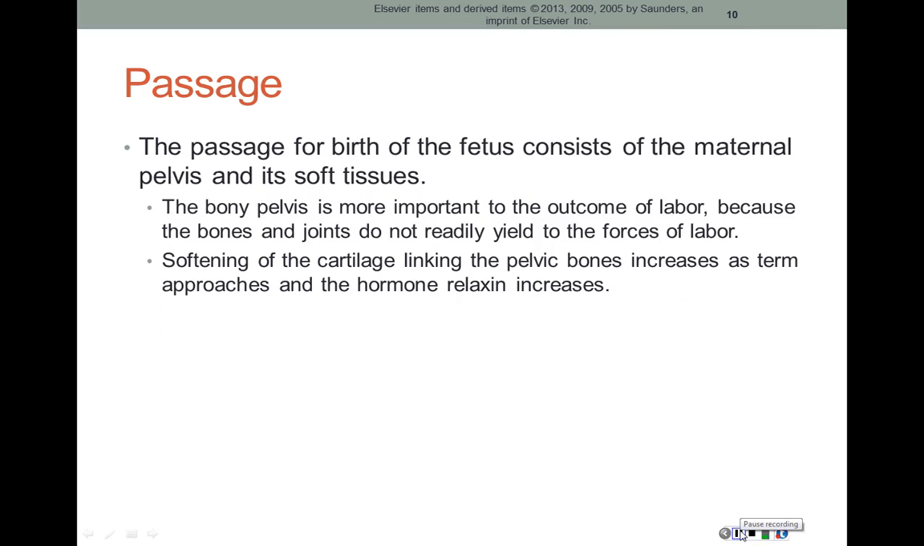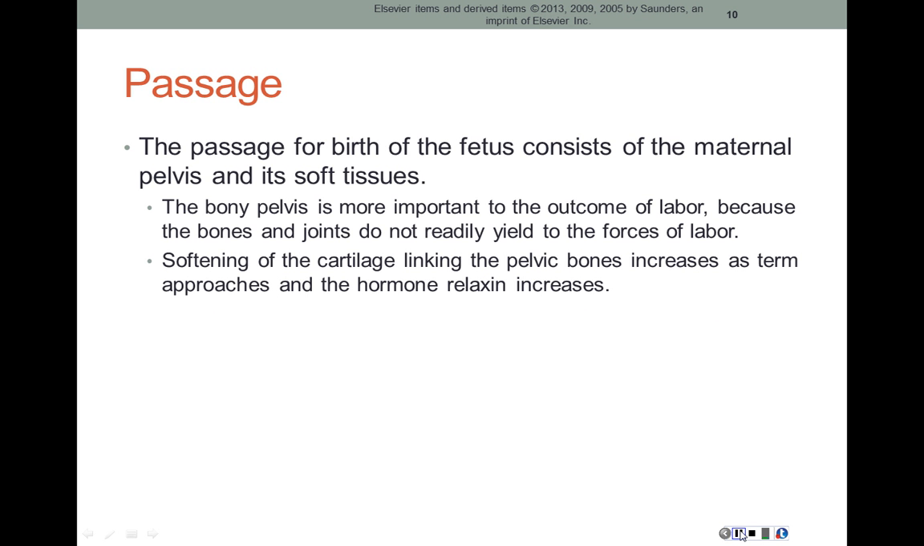So passage. The passage, of course, is the maternal pelvis and its soft tissues. This is where baby is going to exit out of the womb into the world. So the bony pelvis is more important to the outcome of labor because this is bones and joints, and bones and joints don't want to give. They don't want to yield to the forces of labor.